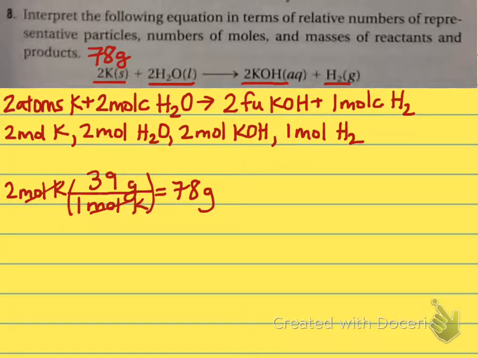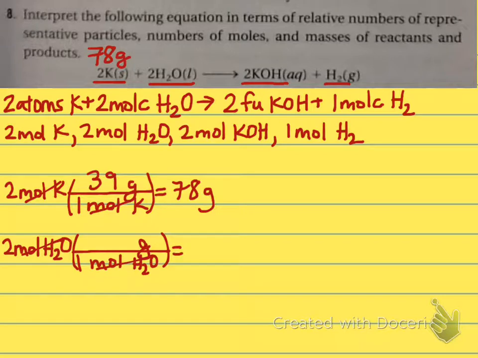So my second one, I have 2 moles because that's my coefficient of water. 1 mole of water is how many grams? Again, I'm going to use molar mass. So 2 hydrogens, which are 1 apiece, and oxygen is 15.99, so it's 16. So this is 18. Times 2 gives me 36 grams. So this is 36 grams.